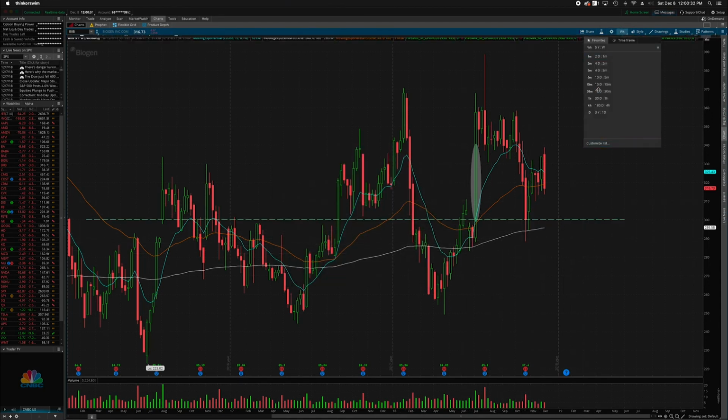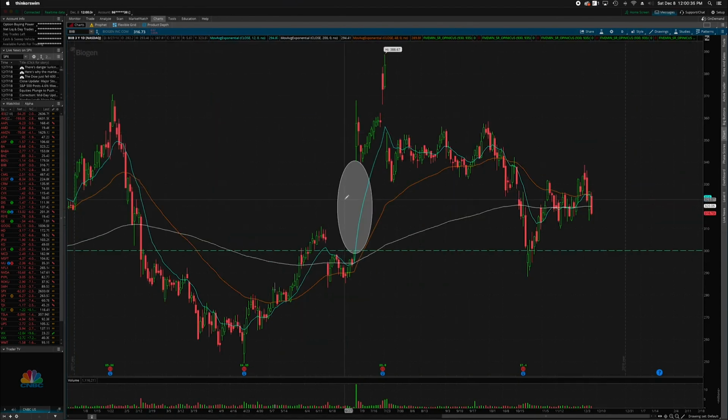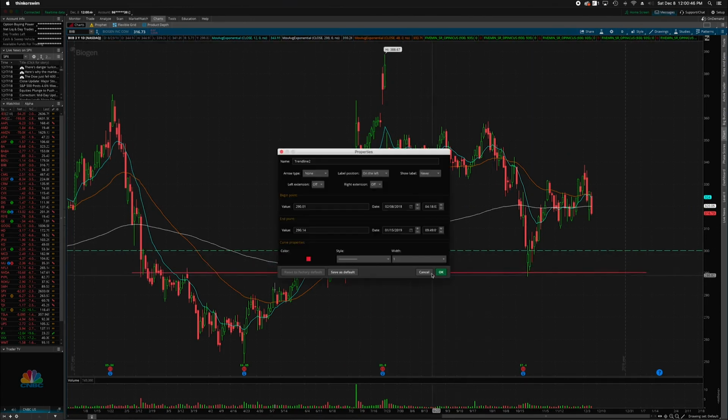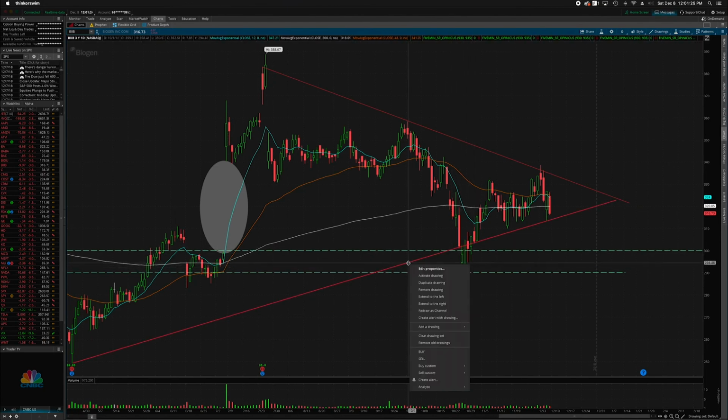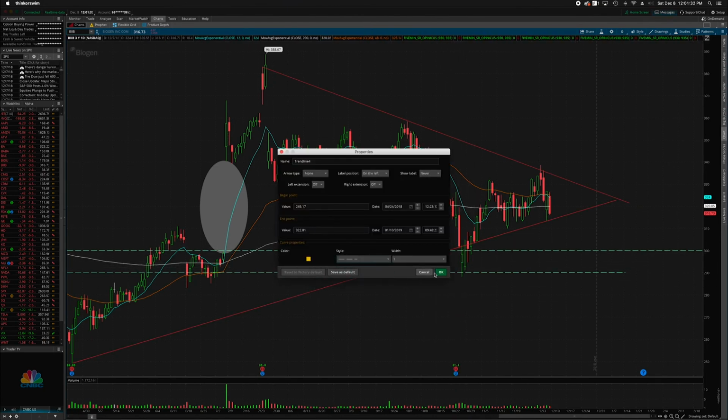Looking back at the daily, we can see support here as well on 290. That's more clear on the daily. Little bit of a wedge setting up here. Kind of interesting. We did have this break below. And just kind of keep an eye on the wedge.